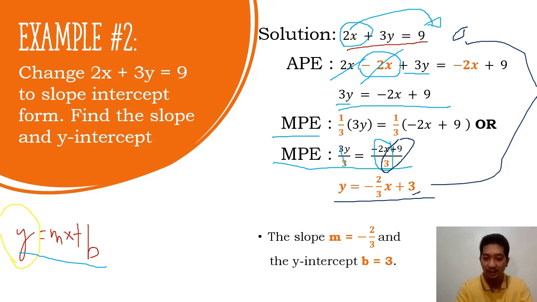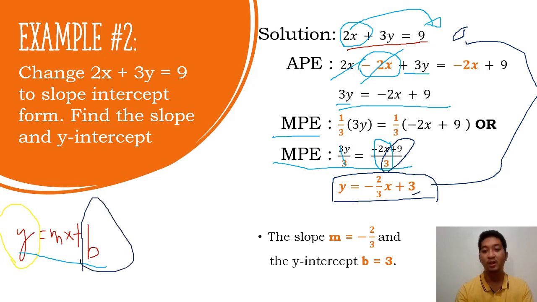Now, looking at the resulting equation or the slope-intercept form of the linear equation, what's the slope? So you have y equals mx plus b. Sa mx plus b, alin ba doon ang slope? It is m, yung katabi ng x. So, y equals negative 2/3 x plus 3. Ano ang katabi ng x? Negative 2/3. So, that is your slope. What about the y-intercept? So, the y-intercept is the constant. It's the b in the equation. So, that is 3. Clear?